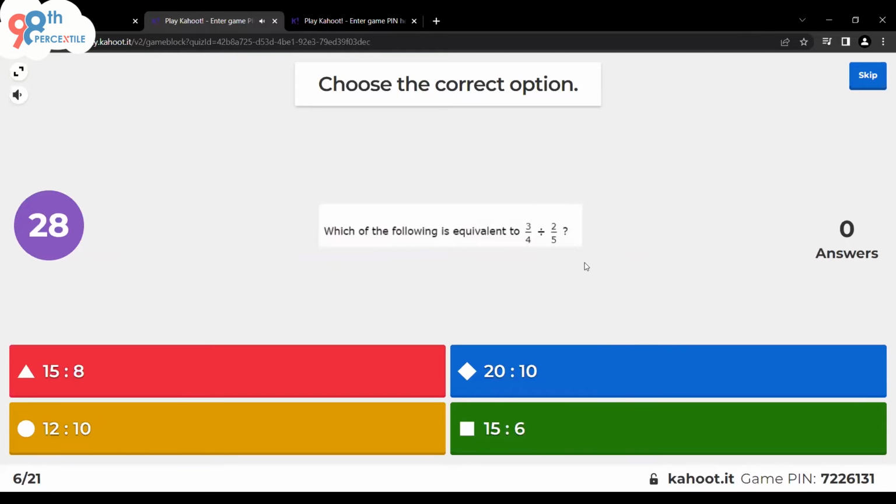Okay, moving on to the next one. Which of the following is equivalent to 3/4 divided by 2 over 5?